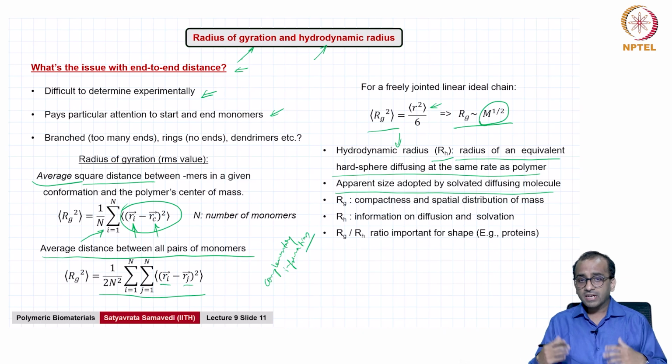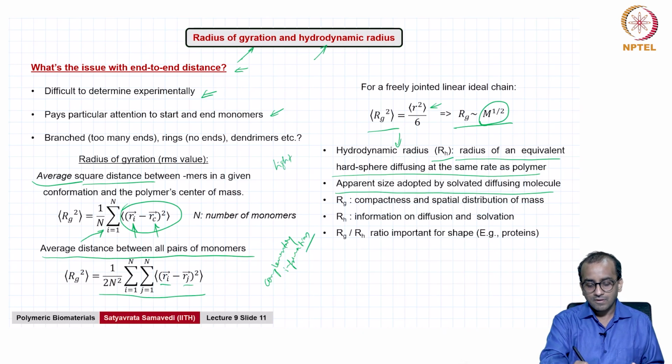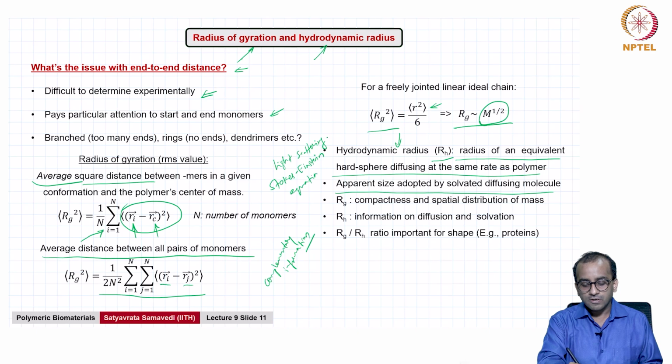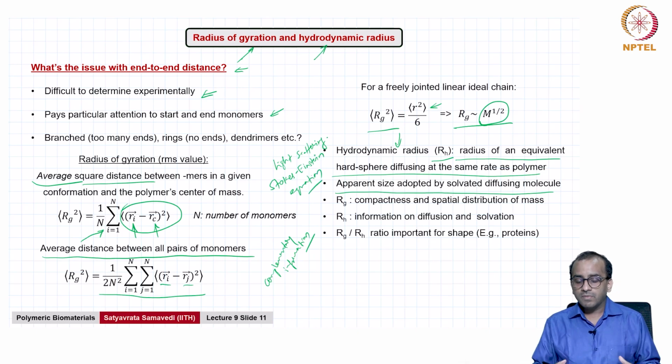And Rh can be obtained from light scattering experiments using the Stokes-Einstein equation. If you are not familiar with this, I would suggest that you look it up and see how this can be used from an experimental perspective, what parameters are needed, what inputs are needed to go into this equation for you to be able to determine hydrodynamic radius.